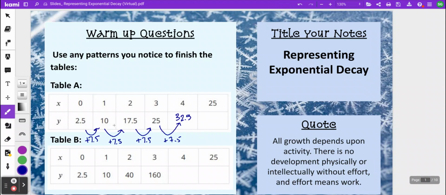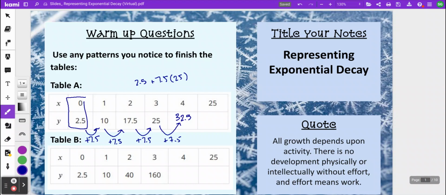And so instead, we can think about this a little differently. When we get to that 25th time, how many times have I added 7.5? Well, I would have added 7.5 25 times at that point. And what were we starting with in this table? Well, we were starting with that 2.5 there. And so this math right here would help me get that final missing value.